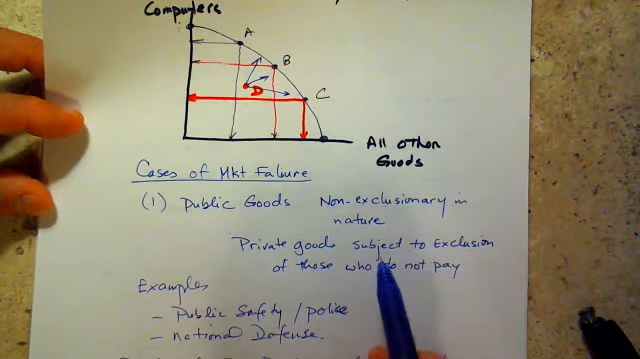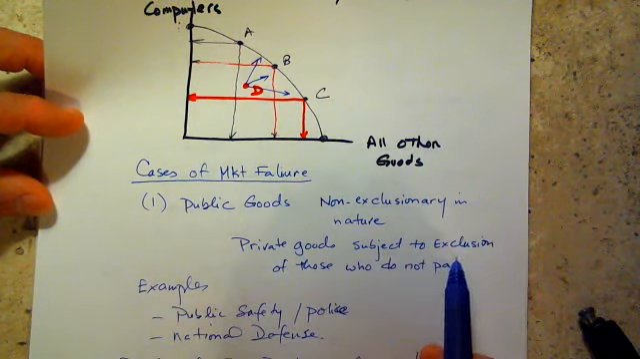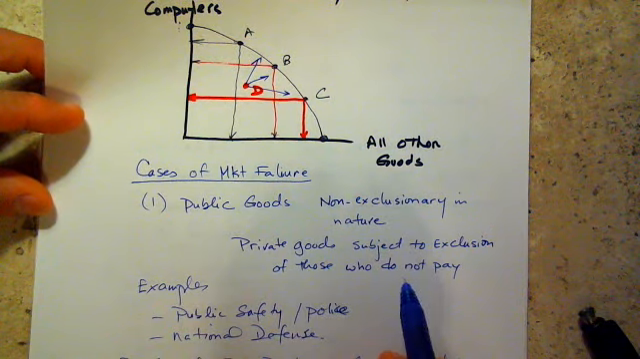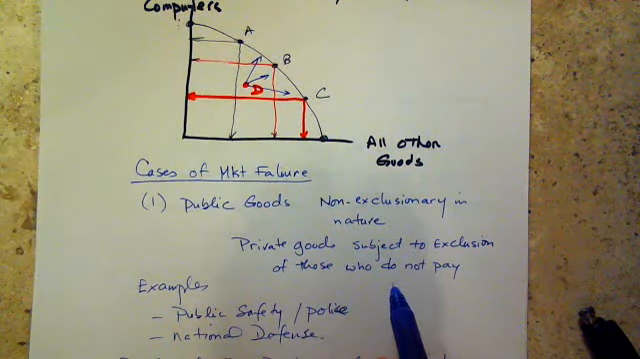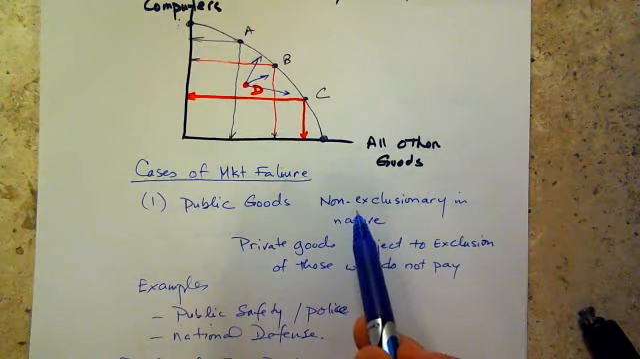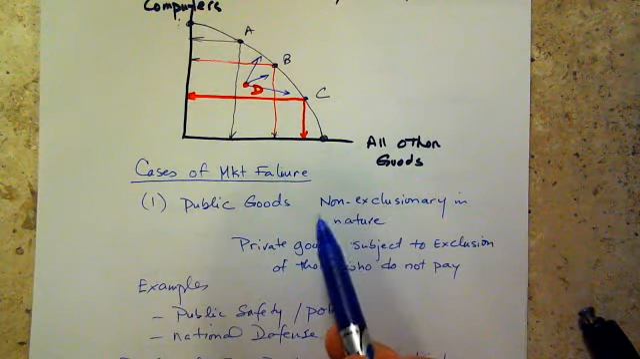Private goods are subject to exclusion of those who do not pay. So if you pay for a hotel room or an apple, that's yours, and it is not something that others can have access to. So as long as we have goods that fit into this non-exclusionary condition or rule, then they are public goods.